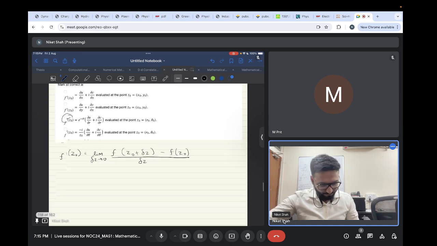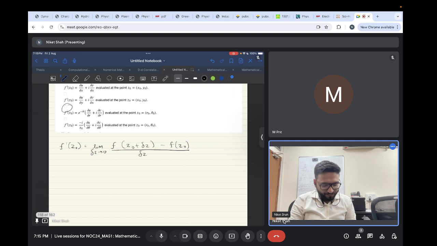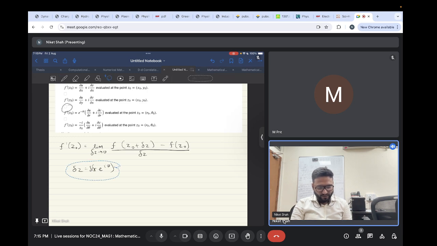Okay, so now because we are representing everything in terms of polar coordinates, delta z is equal to delta of r e raised to the power of i theta. So basically I'm representing z as r e raised to the power of i theta. Z is equal to r e raised to the power of i theta, so delta z is equal to delta of r e raised to the power of i theta.